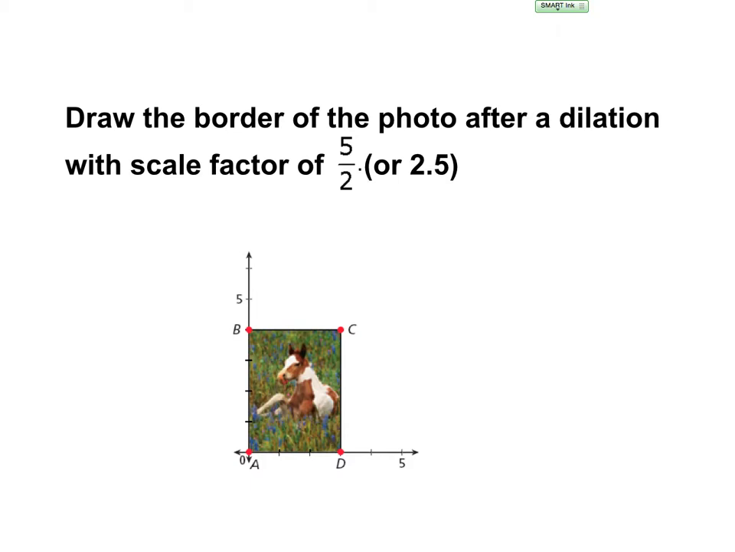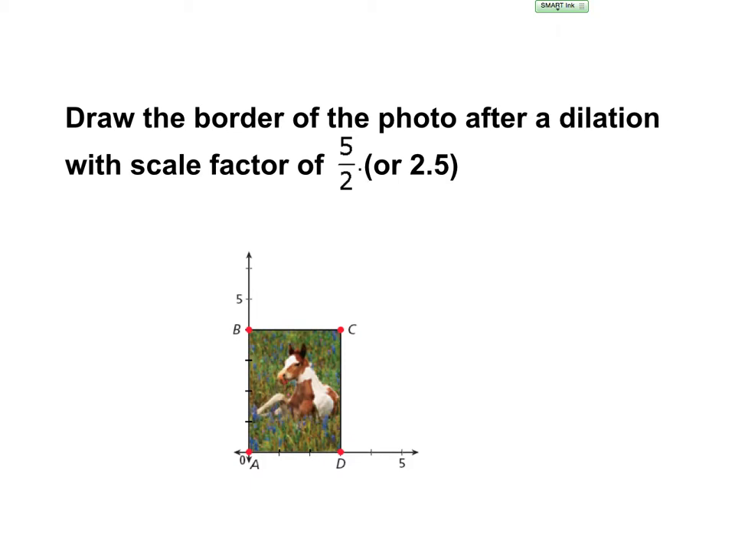Okay, so let's take the points. Write down these points. 0, 0, that's A. So A is 0, 0. B is 0, 4. C is 3, 4. D is 3, 0.